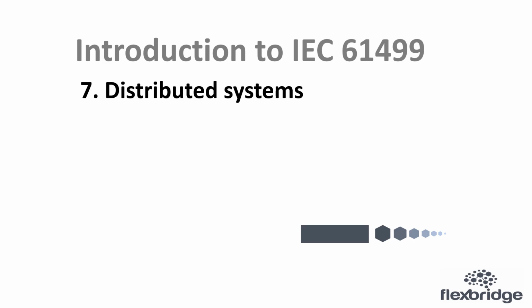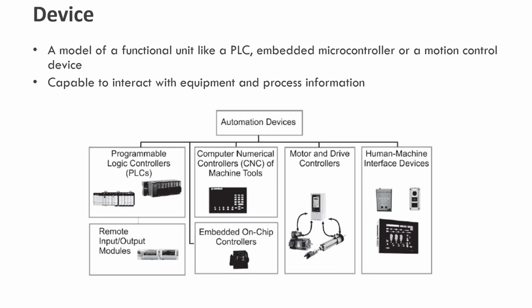Now we will see how IEC 61499 is used to model distributed systems. So the artifact for describing devices of the automation world is called the device in 61499 architecture.